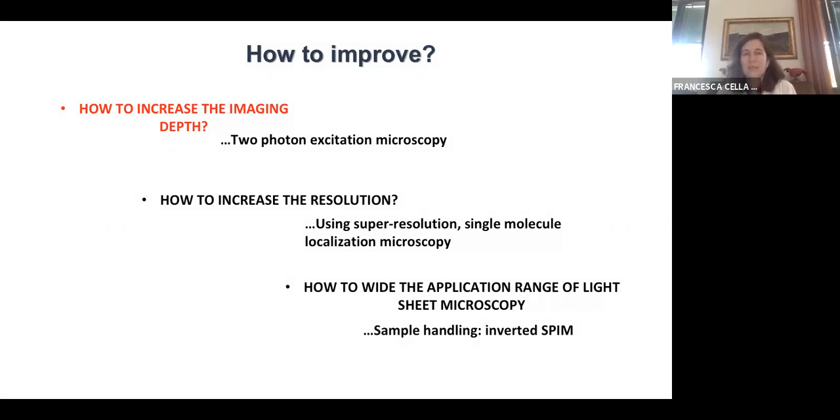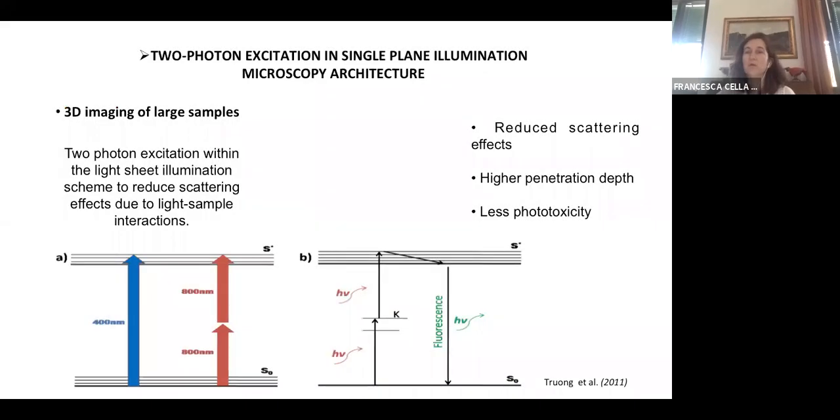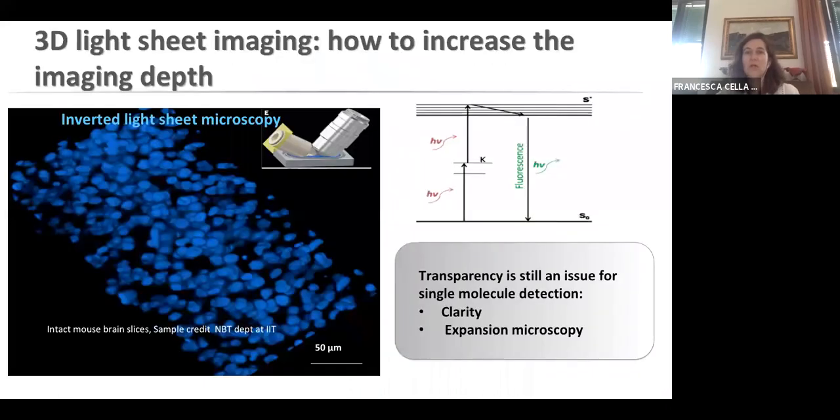But there is a further step we can do. Okay, we like the mammary cell spheroid, but what if we would like to push this imaging technique to larger samples? For example, tissues or less transparent tissues, less transparent than the mammary cell spheroid. So what we can do is to think about using two-photon excitation. The basic idea of using two-photon excitation is that we can use higher wavelengths, reducing in this way the scattering.